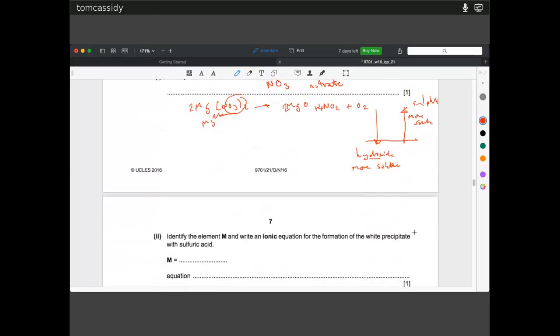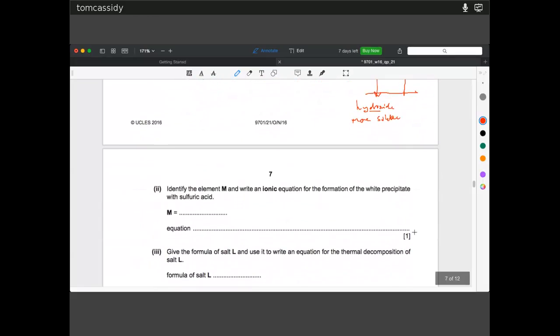And so we come to this question over here. You've got to identify the element M. Well, you've got to pick something that is at the bottom of group 2. And a good one to pick is barium. Pen's lost again. Ba. Because you should know that barium sulfate is insoluble. All right? So you've got to write an equation then for the formation of barium sulfate.